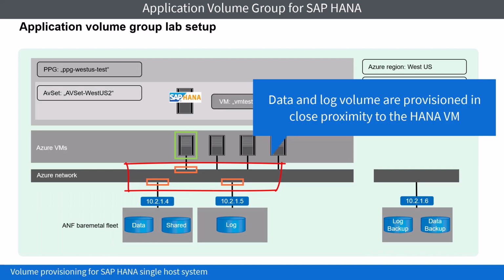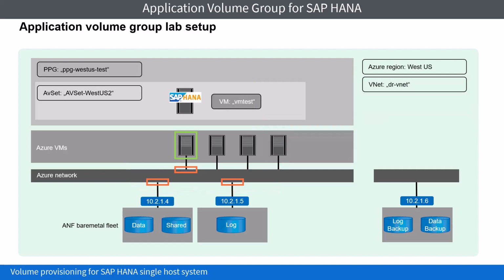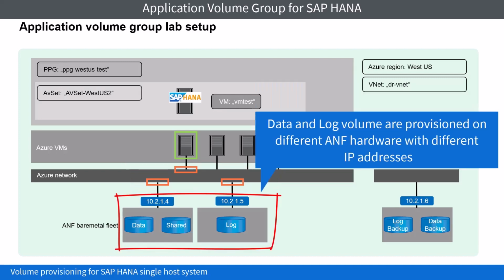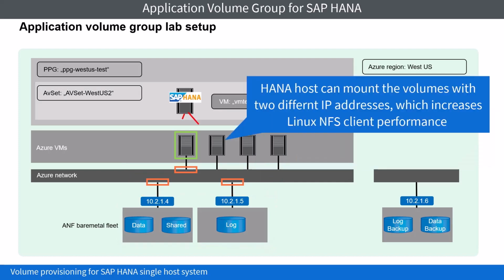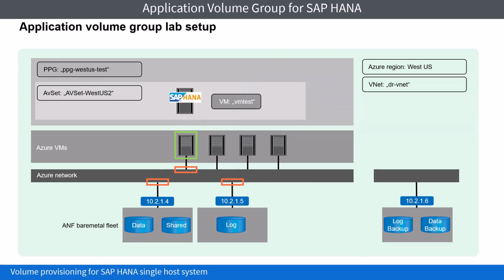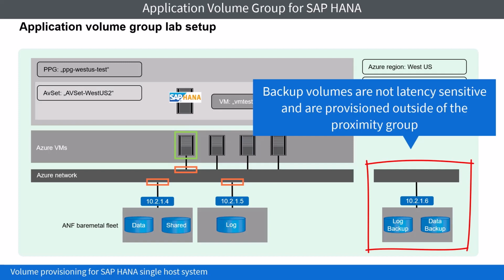ANF cluster connected to the same network spine as the HANA VM. Data and log volume are accessible using two different IP addresses, and data and log volume are mounted using these two IP addresses, providing best performance on a Linux host. And finally, data and log backup volumes are provisioned outside of the proximity placement group on different ANF hardware.